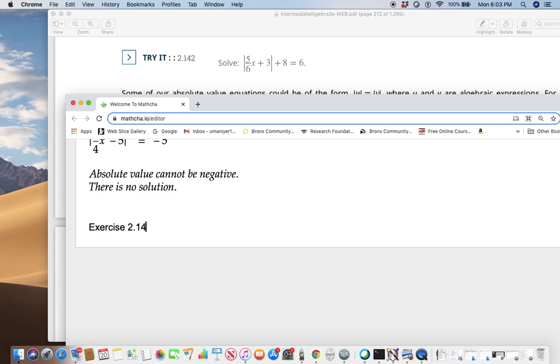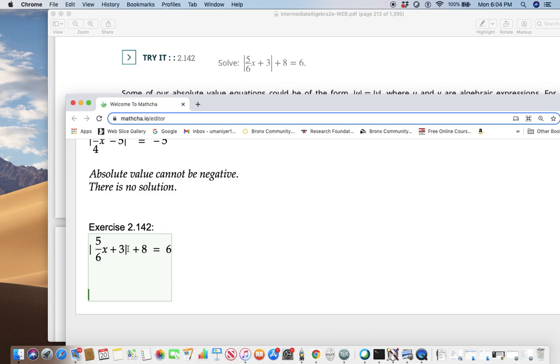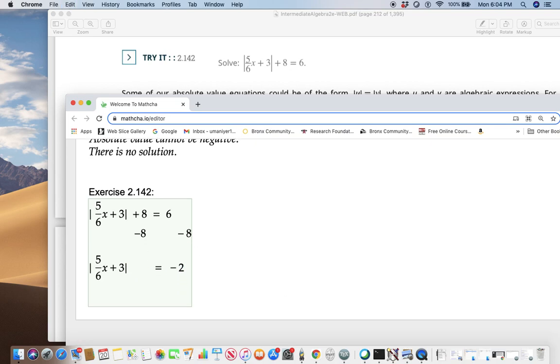Exercise 2.142. Absolute value of the fraction 5/6 x plus 3, plus 8 equals 6. Again, to solve for x, we want to isolate the absolute value. So, subtract 8 from both sides. That gives me this expression, plus 8 minus 8, they cancel each other, equals -2.